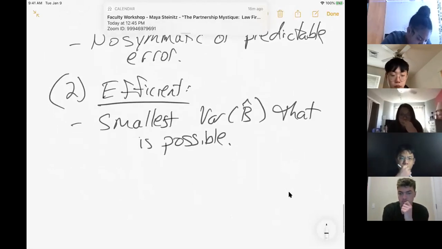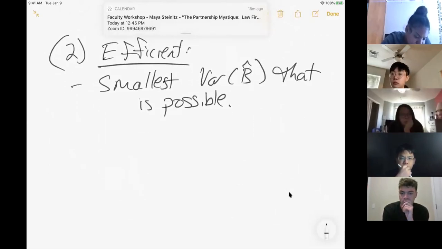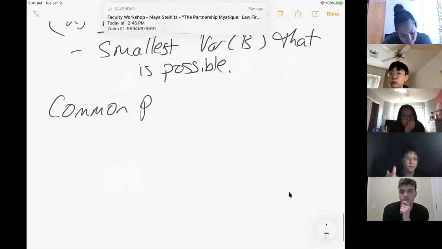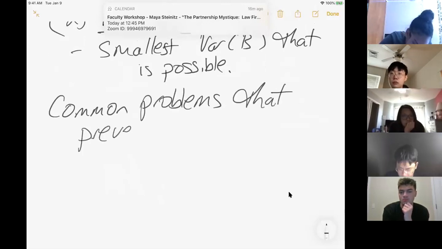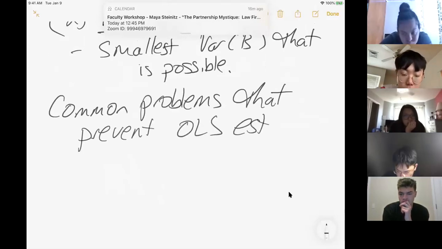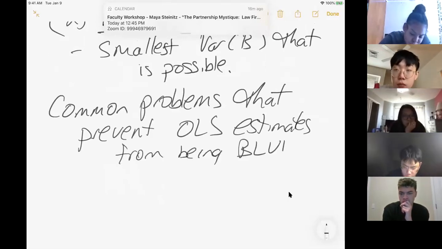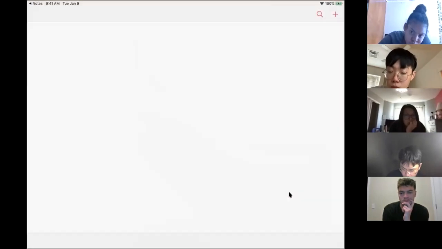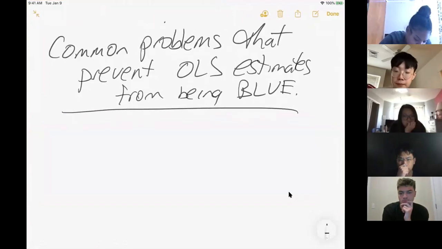So it's a little bit beyond the scope of our simple review here to talk about all the things that can be a problem with your ordinary least squares estimators. But I do want to talk about common problems, particularly with an eye on the kind of literature that we're going to be looking at. Common problems that prevent our ordinary least squares estimates from being BLUE.